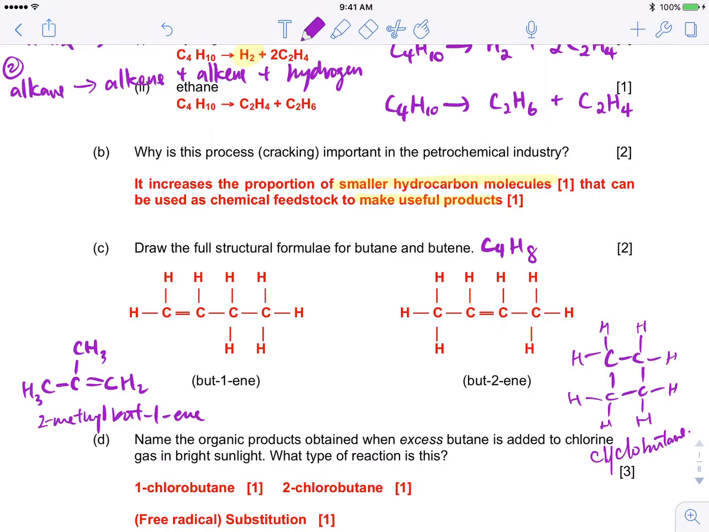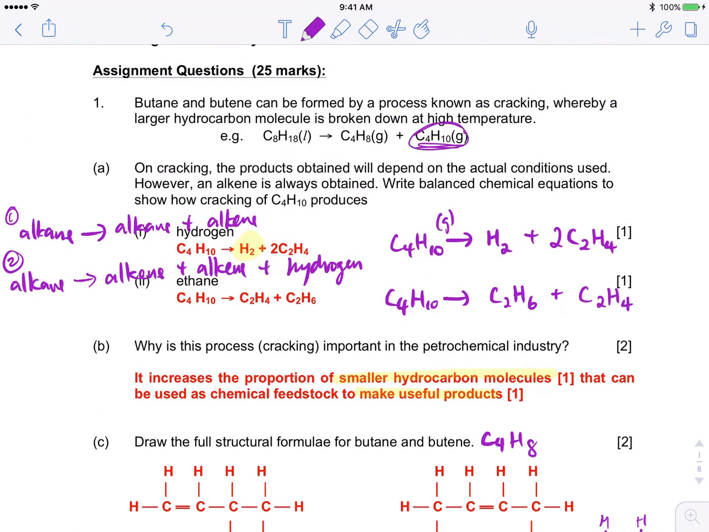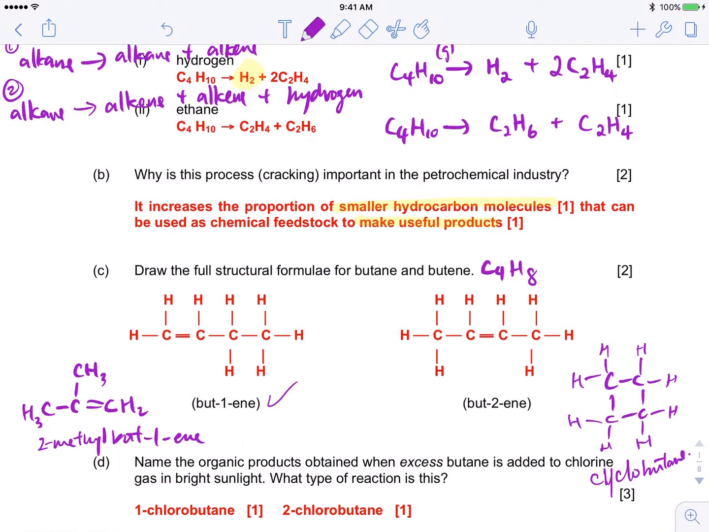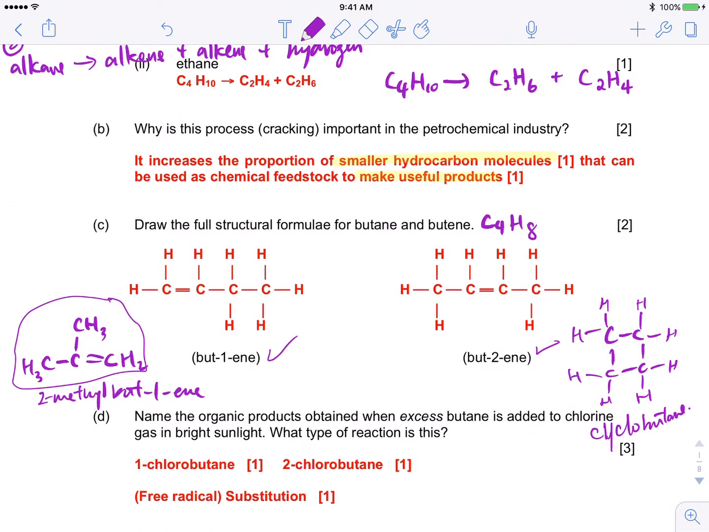But if they ask you what are the possible products from this cracking reaction, for this particular C4H10, note that only this and this is possible. We can't get a methyl group as a side chain unless the starting compound is already somehow branched. And it's not possible for us to get a cyclo product.